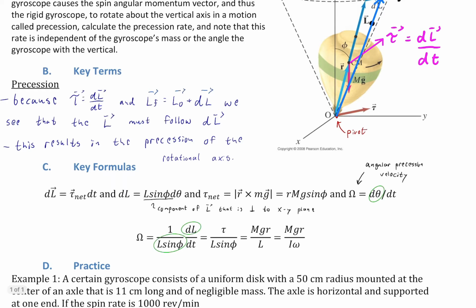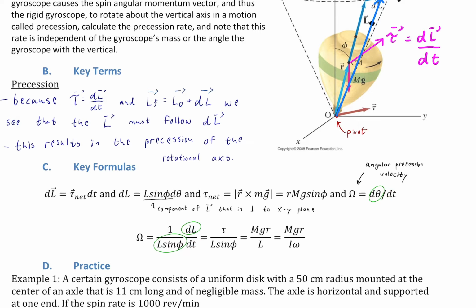Okay? And then notice how I've circled here. All I've done is I'm just replacing the change in theta with dL over L sine phi, right? Well, how did I come up with that? Well, because there's d theta, all right? So it makes sense. If I just solve for d theta, then it's dL over L sine phi, all right? And the dt is still there by definition of an angular velocity, okay?